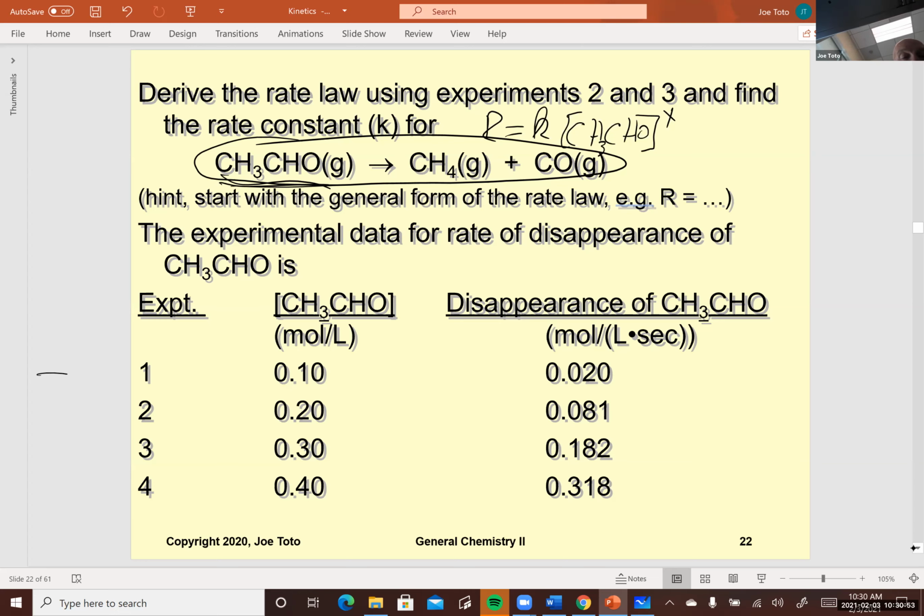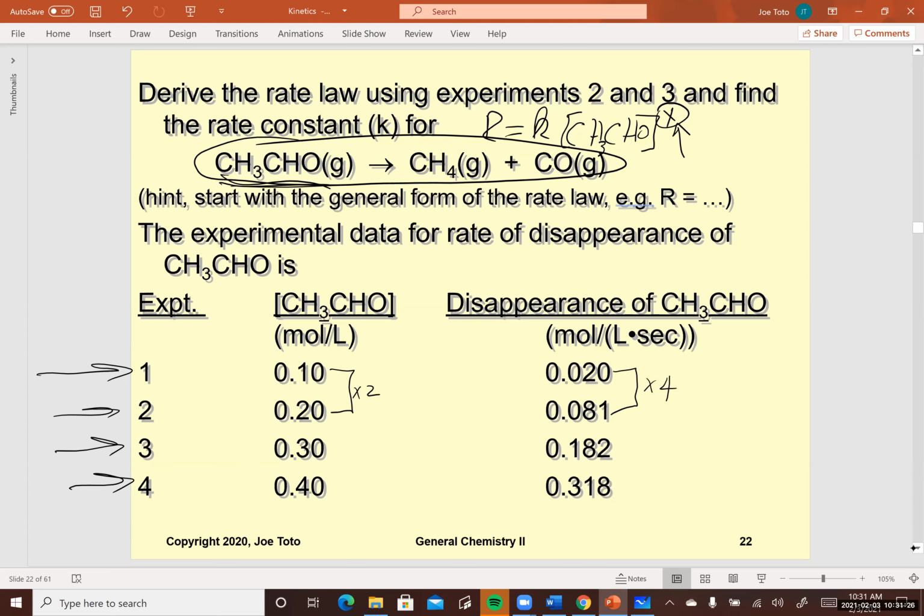And now I look at my experiments. So I see from experiment 1 and 2, the concentration doubled. What happens to the rate? It almost quadruples. Yeah. Right, you guys. So that's 4 times. So what order is x? Second order. Yeah, it's second order. But how can we use the ratio of the rate laws to determine that? That's what's on the next slide.